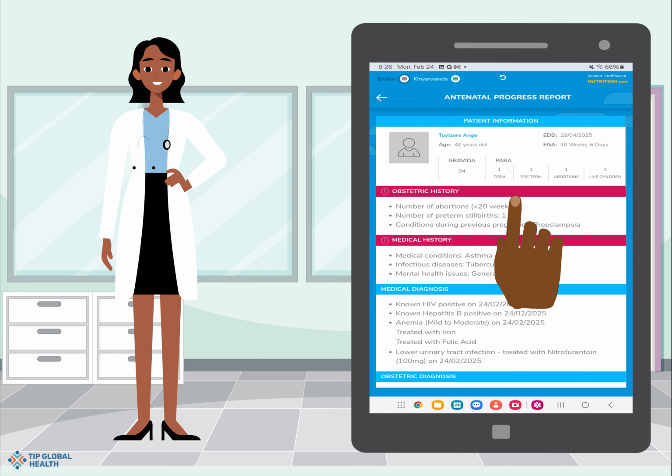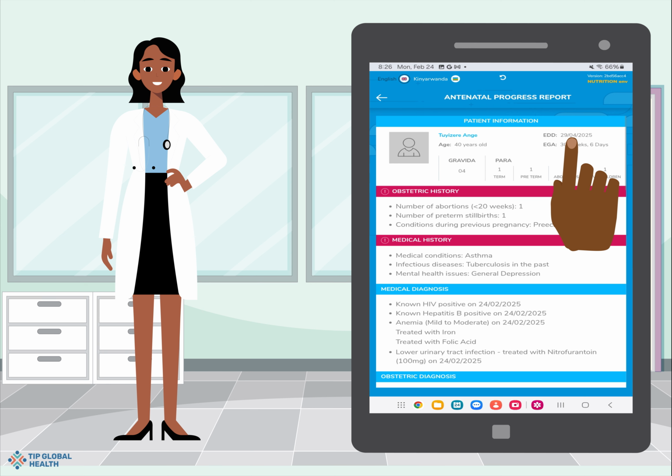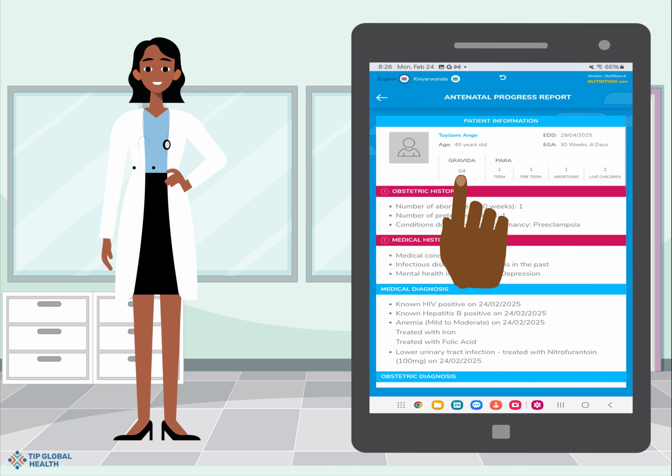The top banner shows us the patient's name, age, her estimated date of delivery, and her estimated gestational age. It also includes pregnancy history overview, her gravida and para. Para gives us a quick snapshot of what happened in her previous pregnancies.